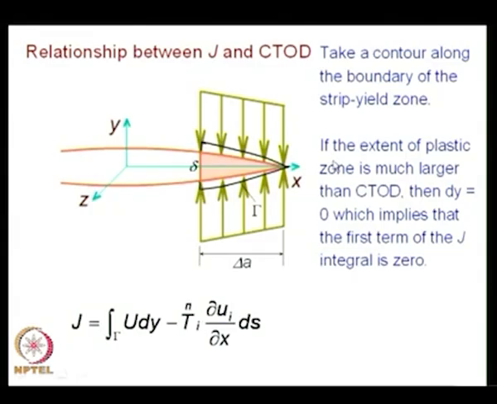And as I mentioned, if the extent of plastic zone is much larger than CTOD, CTOD is nothing but this distance delta, and this is the extent of the plastic zone. In comparison to this, delta is very small. It is a highly exaggerated picture. If we have that kind of a situation, dy equal to 0. So, when dy is 0 in the J integral, this term goes to 0.